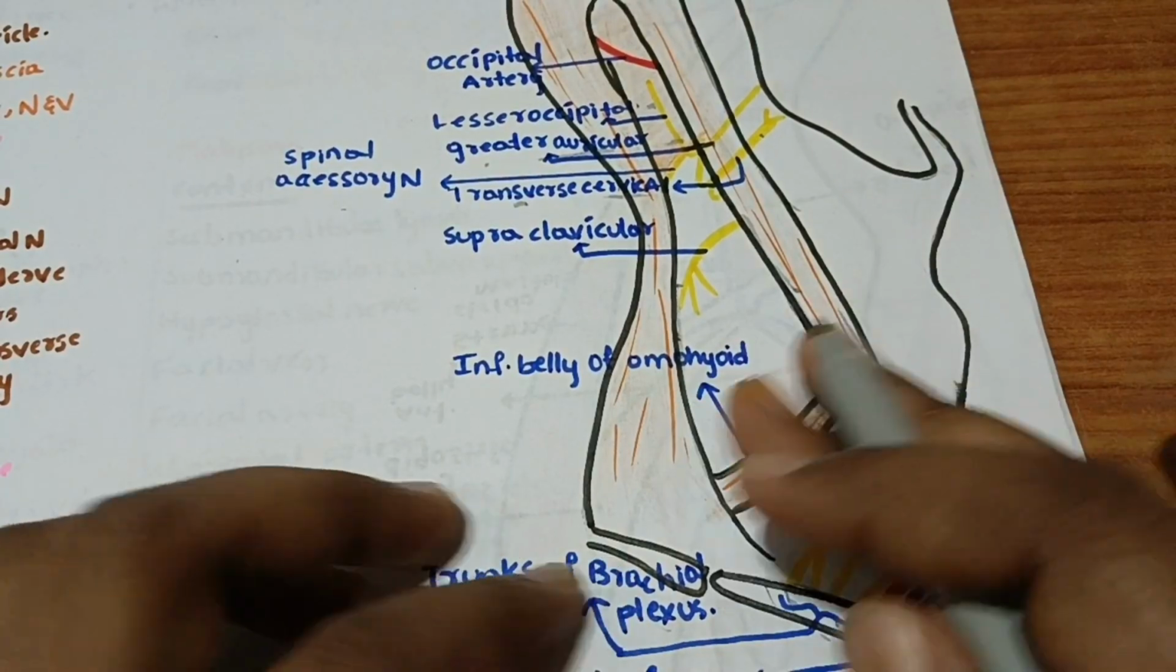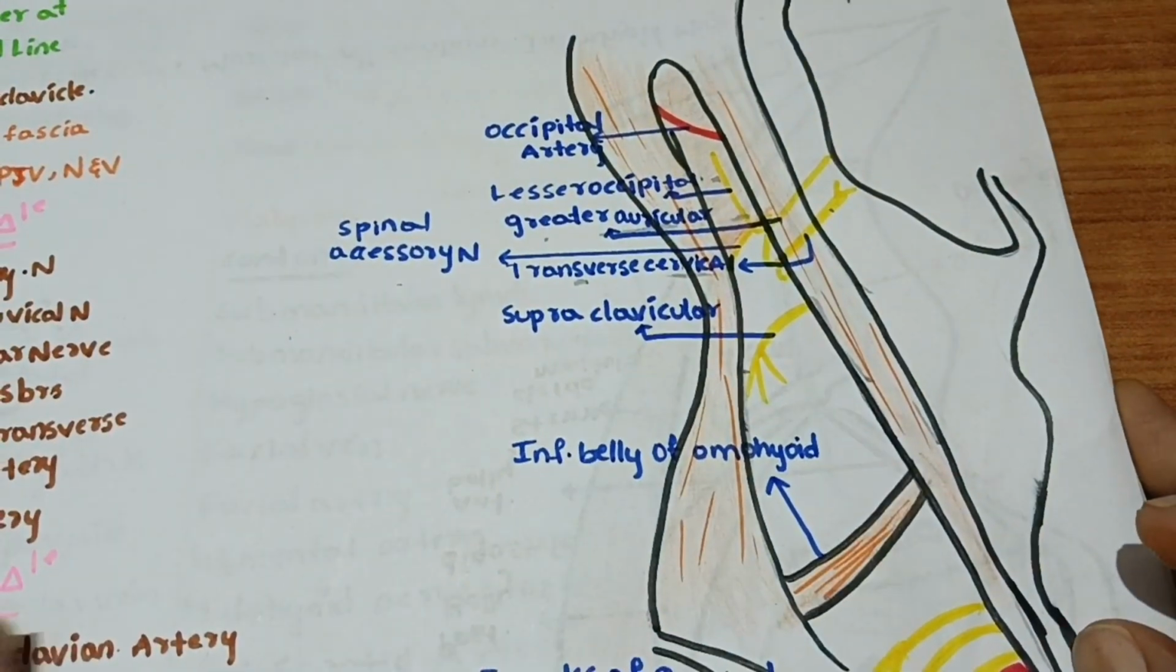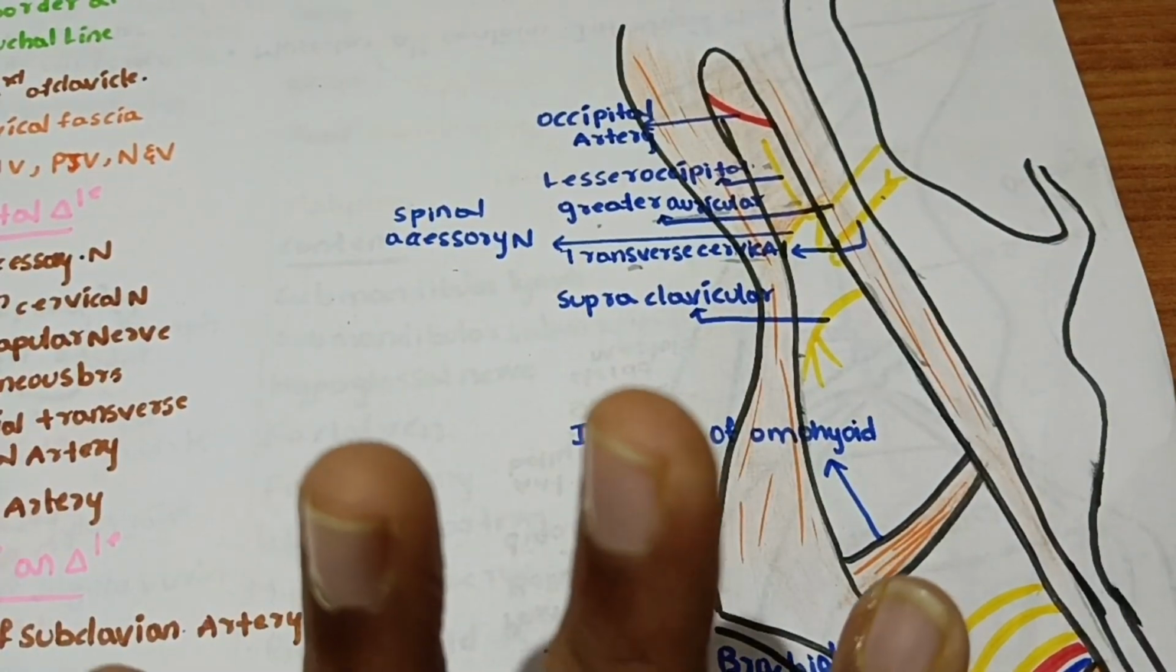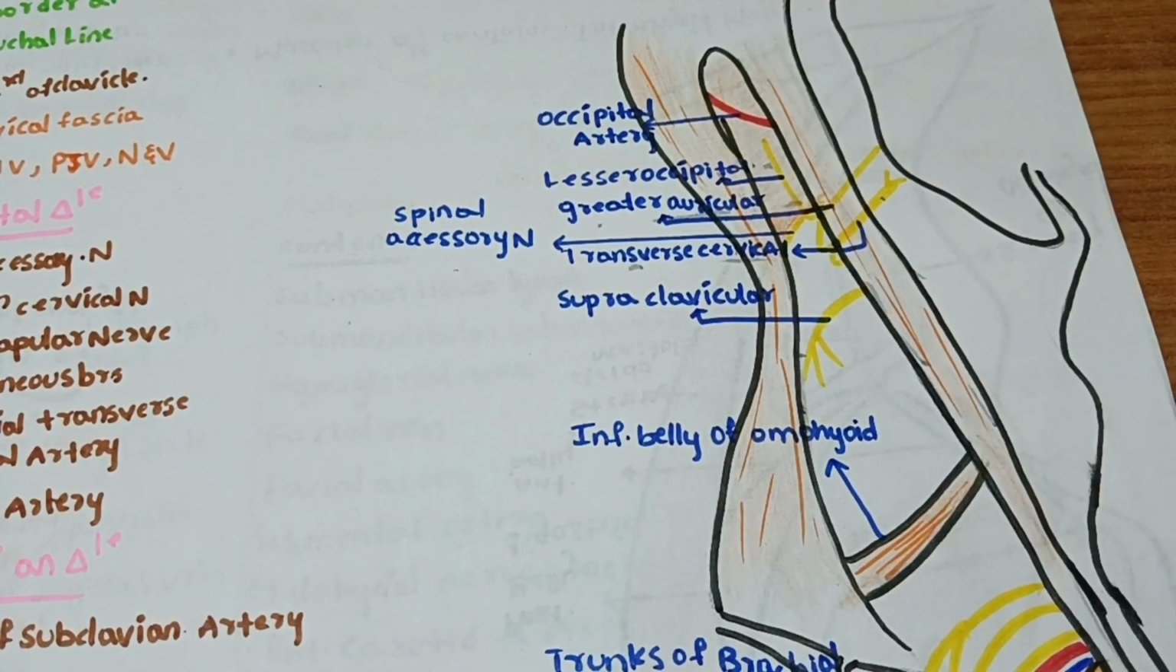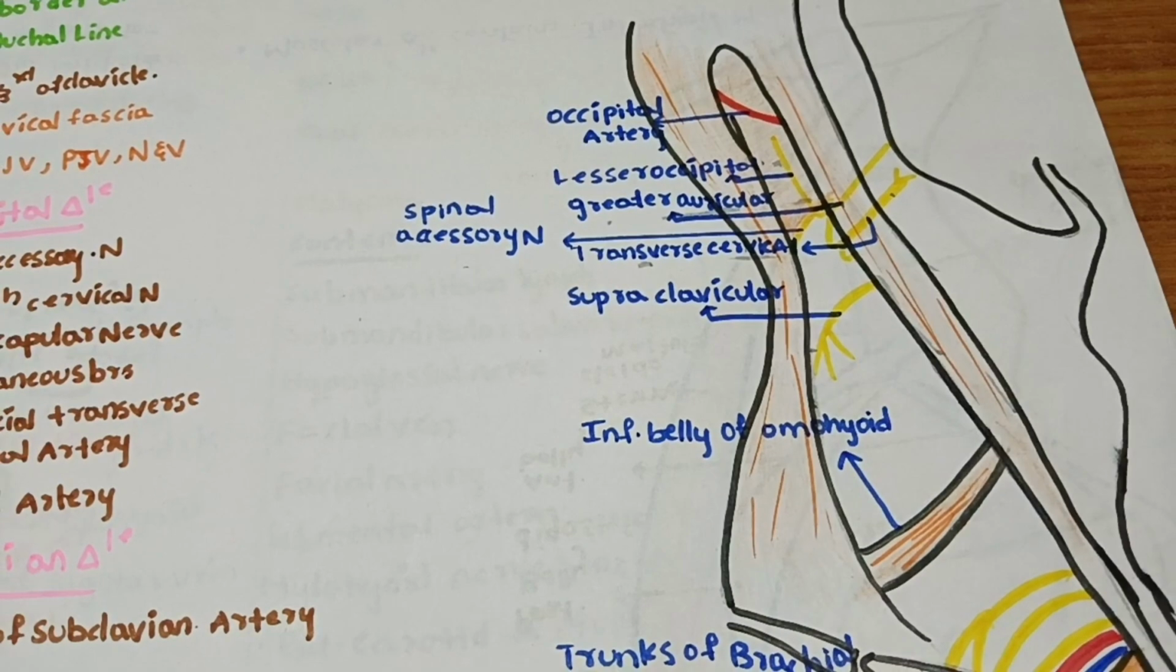And the floor is formed by muscles. What are the 4 muscles? Semispinalis capitis, splenius capitis, levator scapulae and scalenus medius. These are the 4 muscles that are going to form the floor.